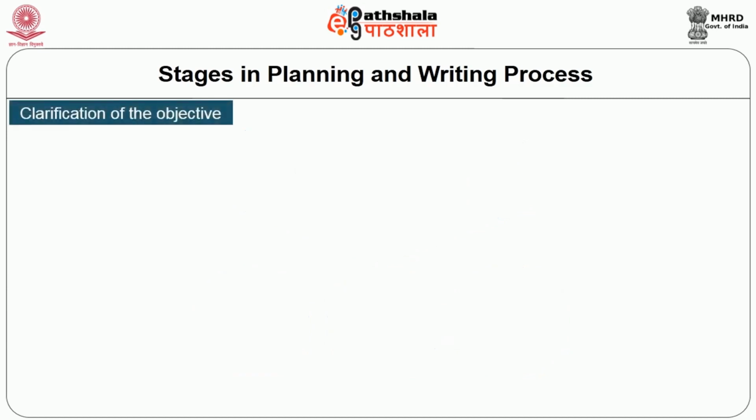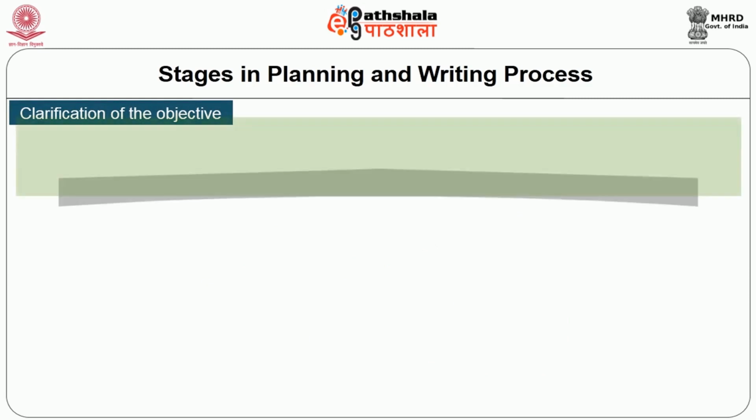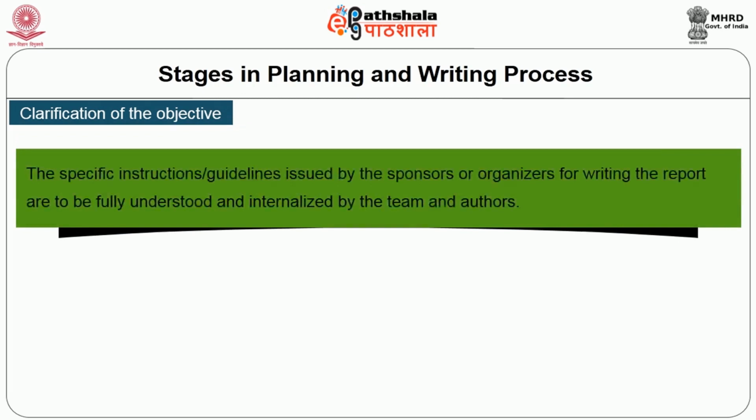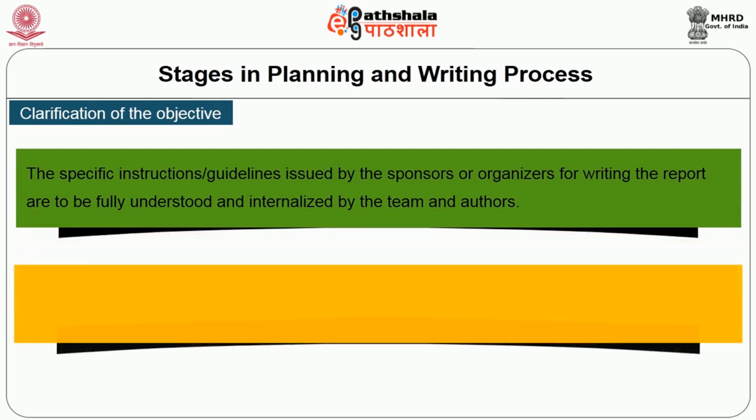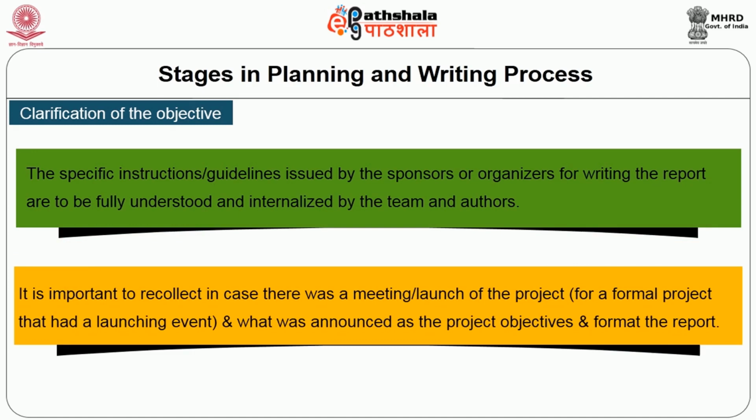The first is the planning stage, and for a report, it involves the clarification of the objective of the report first. The specific instructions and guidelines issued by the sponsors or organizers for writing the report are to be fully understood and internalized by the team and authors. It is important to recollect in this case that if there was a meeting or a launch of the project, for a formal project with a launching event, whatever was announced as the project objectives and the format of the report has to be followed.